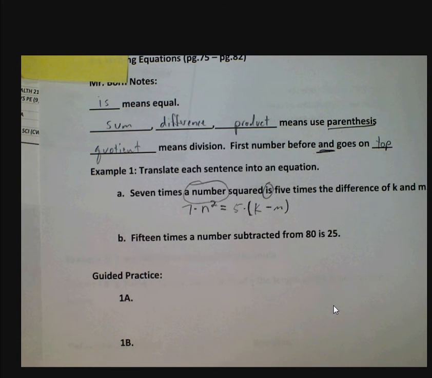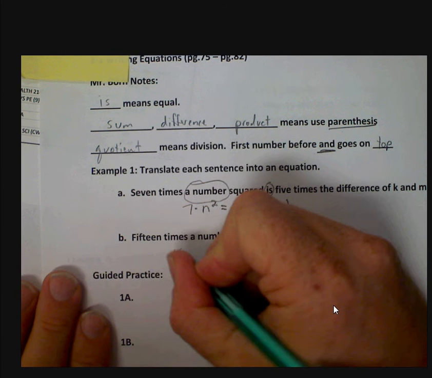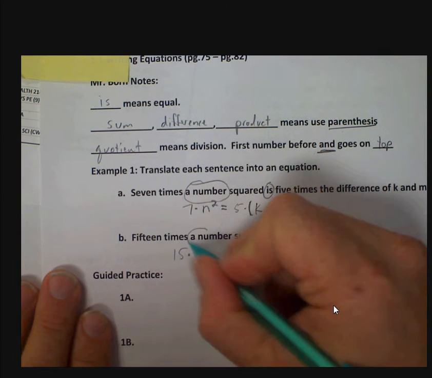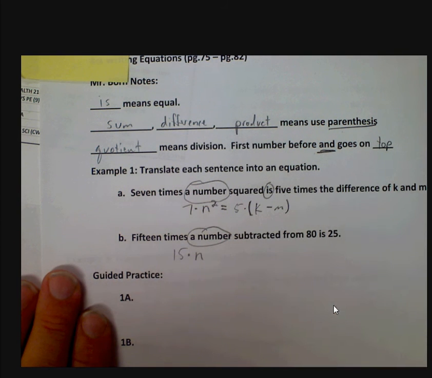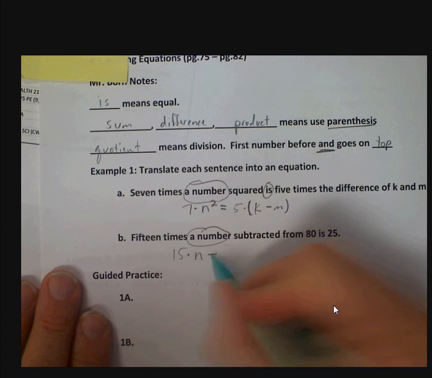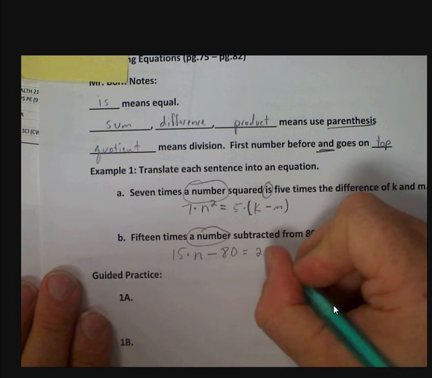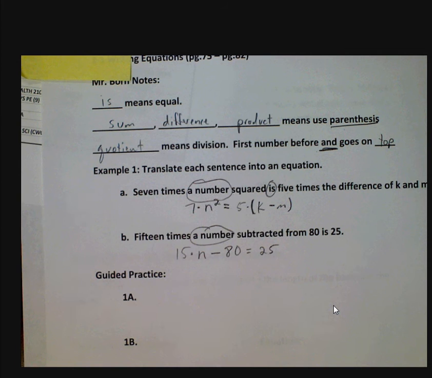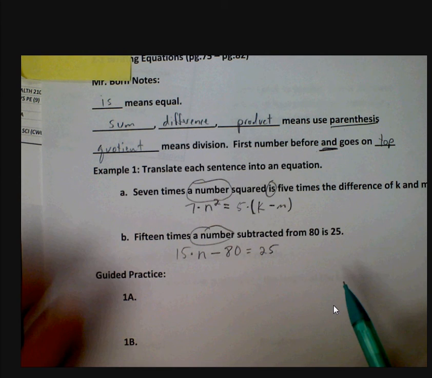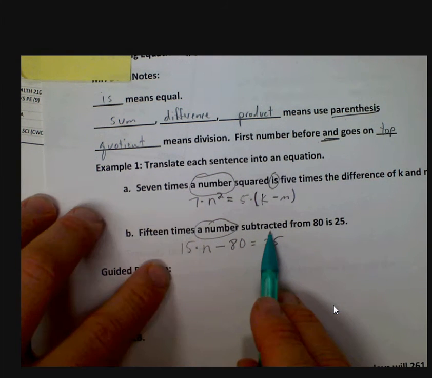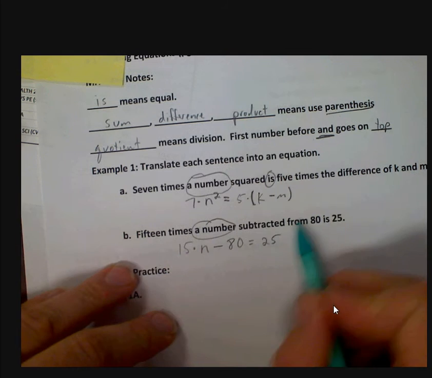Letter B says 15 times a number, my letter n, subtracted from 80 is 25. Okay? And what I should actually say is this is actually wrong, because subtracted from, I need to take from 80.